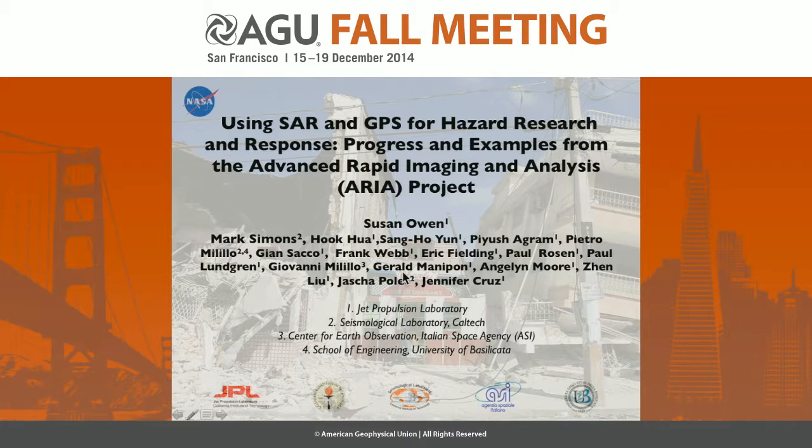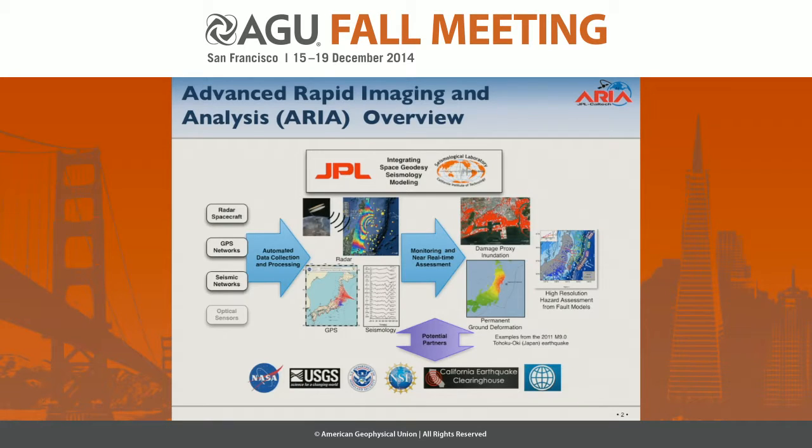So I'm going to be talking about the work of a large group of people from Caltech, from JPL, from the Italian Space Agency, and from the University of Basilicata. So Aria stands for Advanced Rapid Imaging and Analysis. And this is a project that we started about 4 or 5 years ago to try and improve our ability to use SAR and GPS data for hazard monitoring and response.